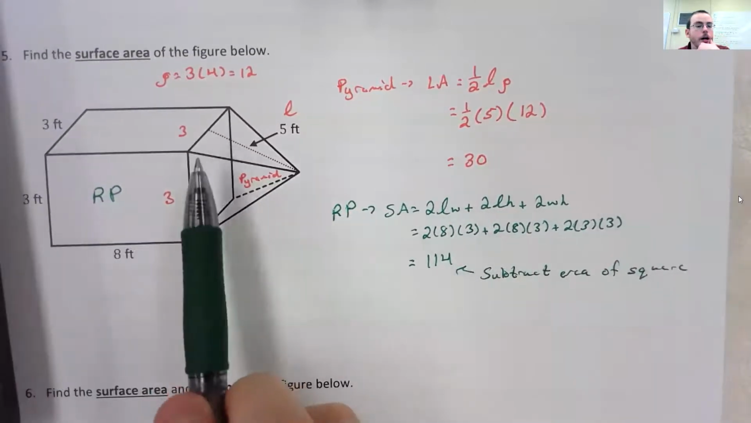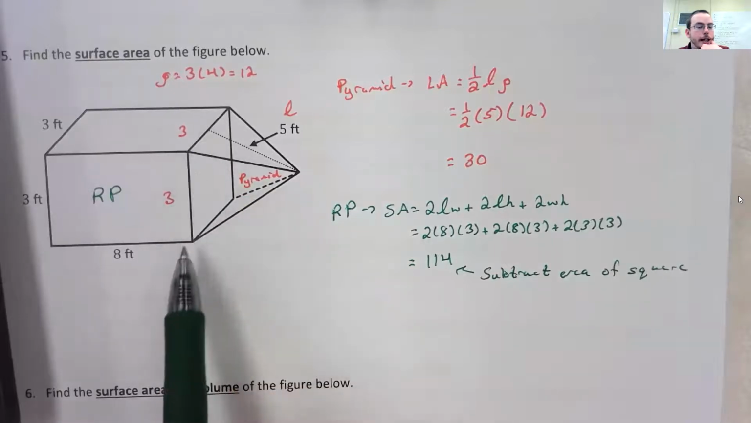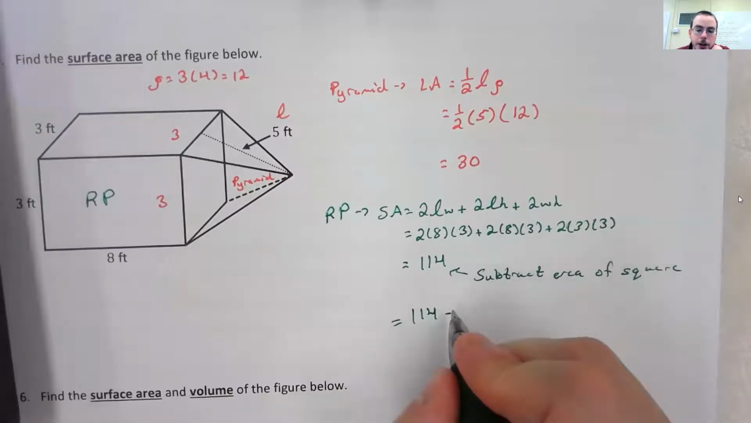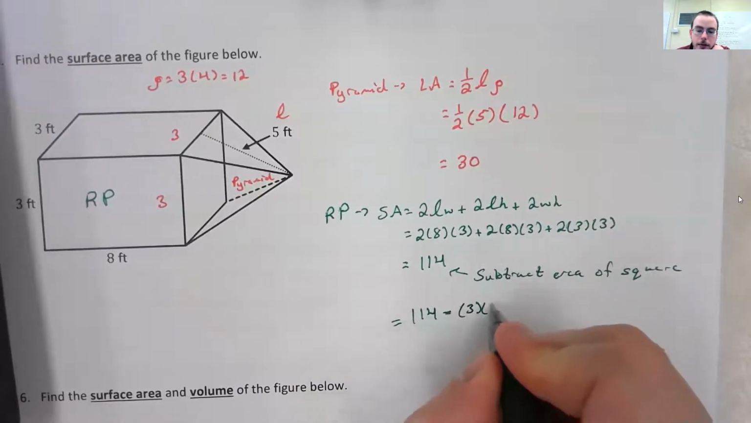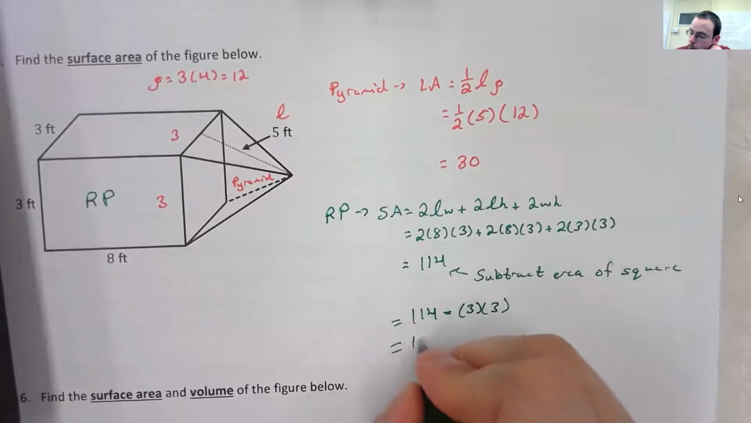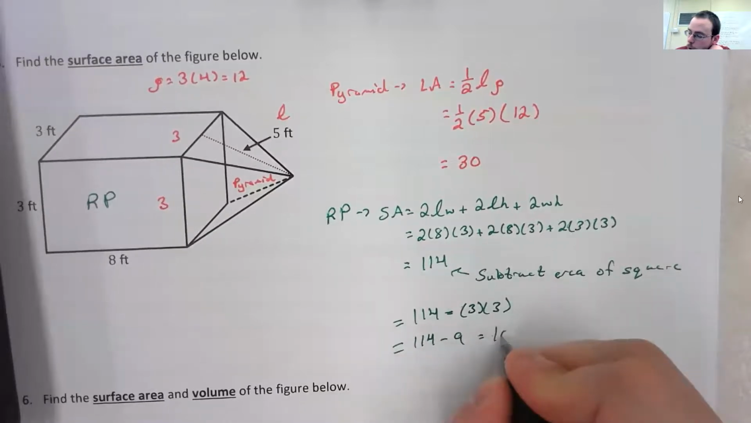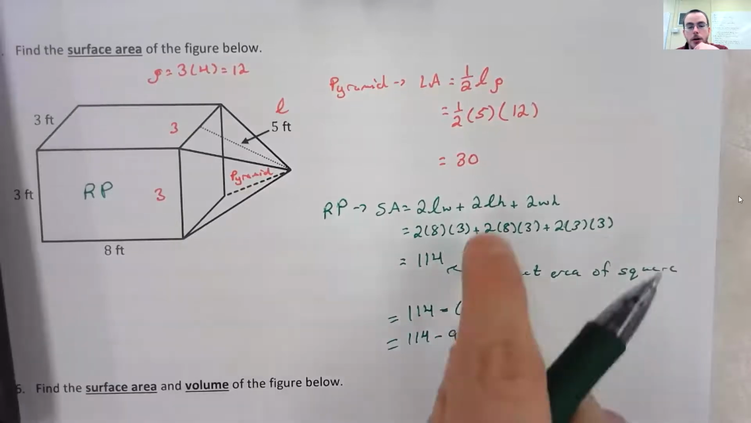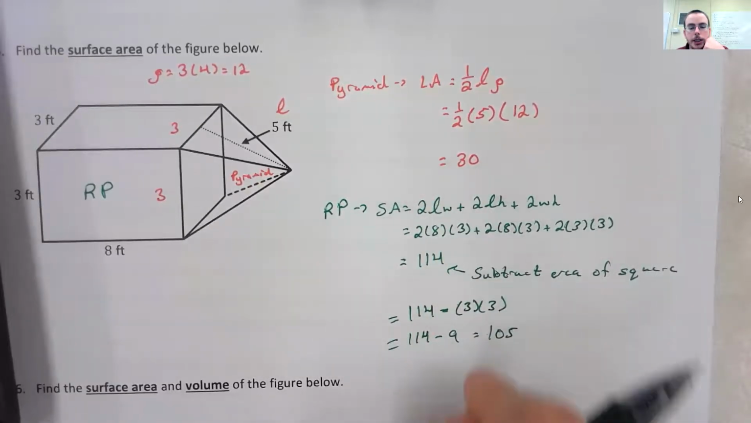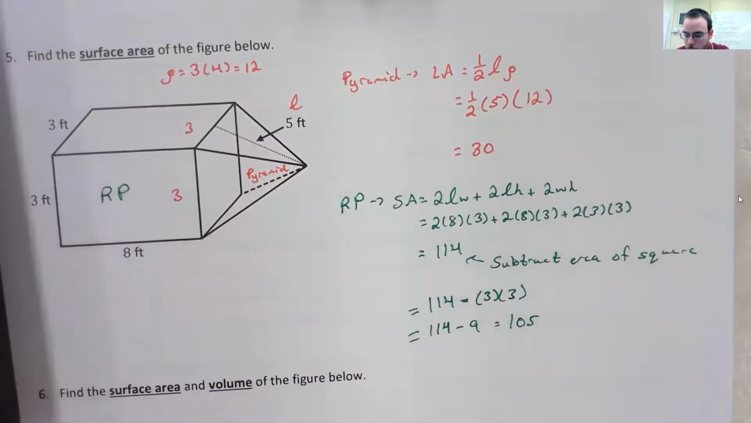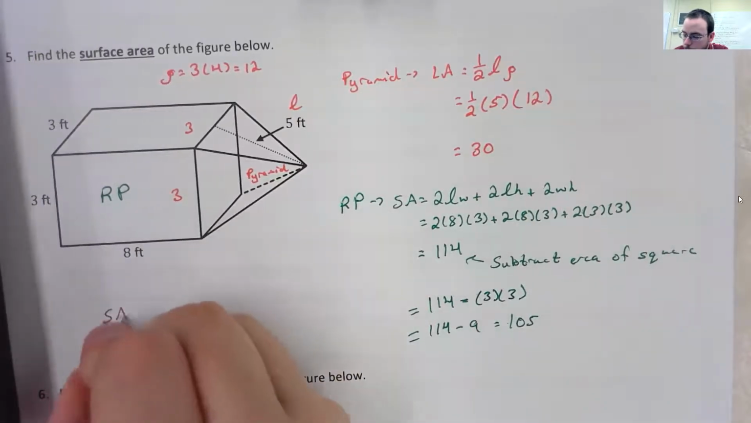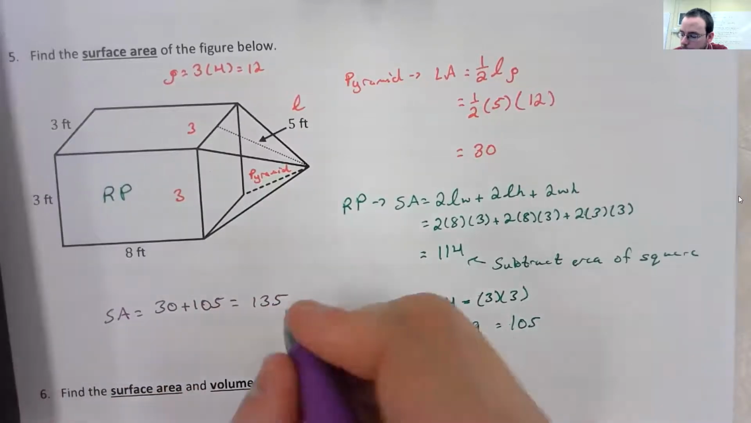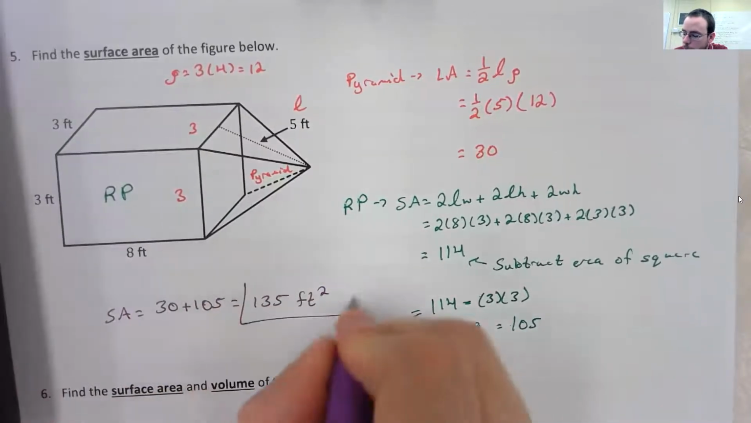So how do we determine the area of a square? Well, this side is 3, this side is 3. We multiply those together. So we take 114 and subtract 3 times 3, and we get 114 minus 9, which is 105. Well, our pyramid and our rectangular prism, when put together, would be 30 plus 105, which is equal to 135 feet squared.